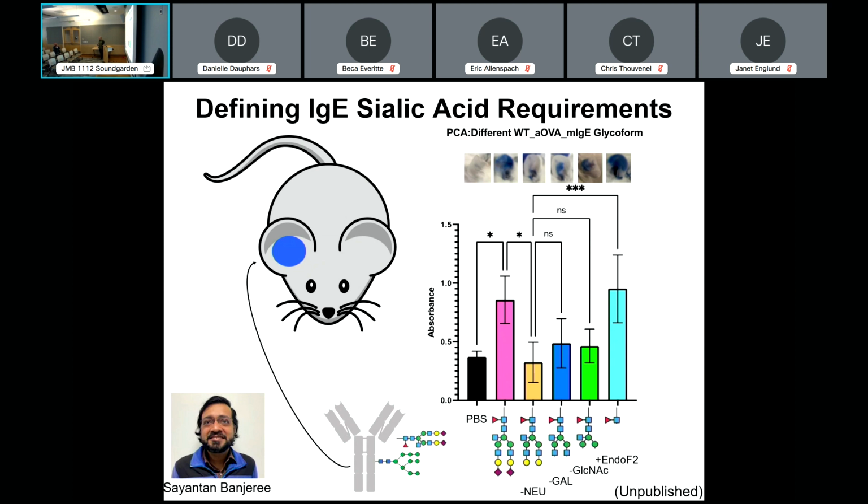Yeah, exactly. The endo-F2 basically cleaves here between these two N-acetylglucosamines, but it does not affect this one. Endo-F1 is the one that's selective for the oligomannose, but I'll convince you of that. But yeah, you can see that the endo-F2-treated IgE gives as strong anaphylaxis as the sialylated IgE, right?